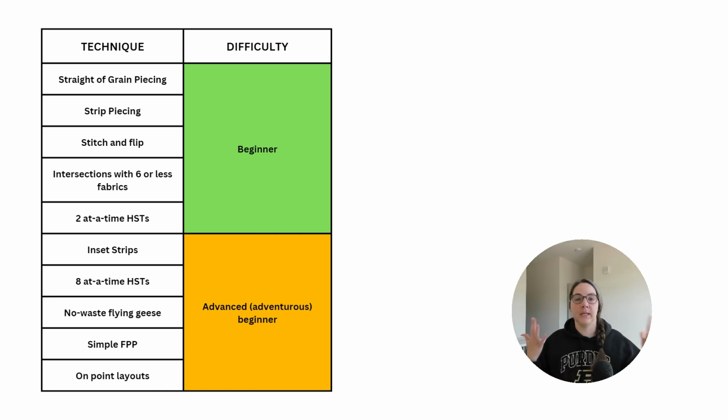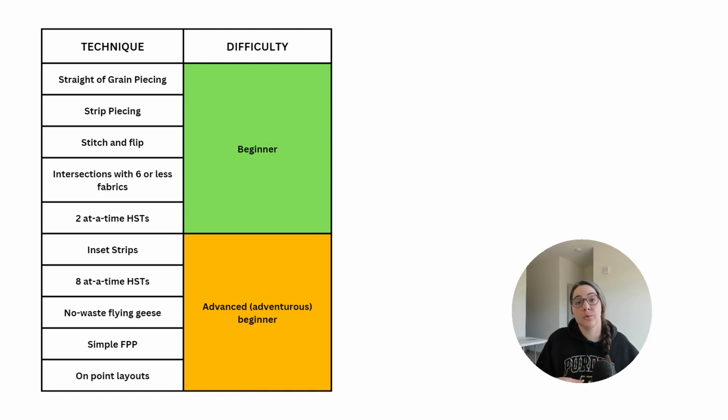But basically, beginner quilting skills are straight of grain piecing. Obviously, that's like the most basic quilting skill. Strip piecing, I would include in that. Stitch and flip. So anytime you're kind of drawing a diagonal and then just aligning it to the corner of a piece, stitching on that line and then flipping it over in order to get your basic piece shape, that's a very basic skill.